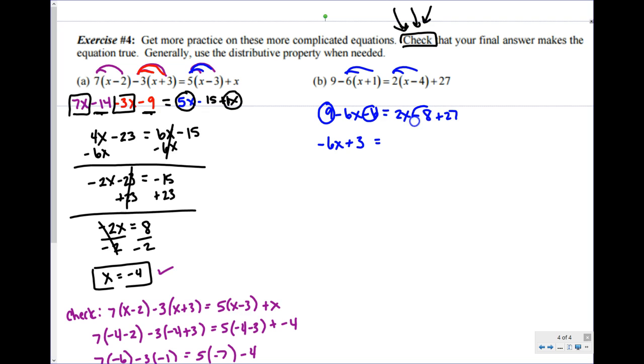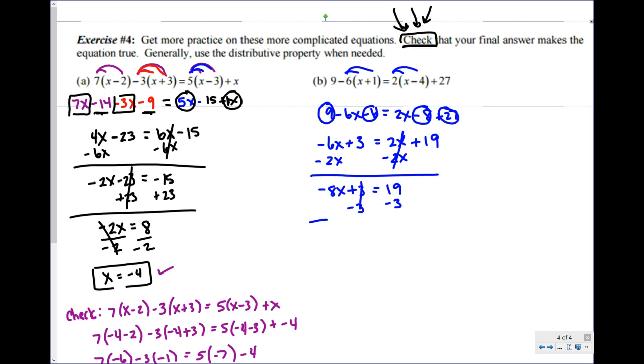Over here, I see negative 8 and a positive 27, while negative 8 plus 27 will give me a positive 19. Now I'm going to get this x over on the other side, so I'm going to subtract it over, and get negative 6x minus 2x is negative 8x. Bring down the 3. These cancel out, I'm left with 19. Subtract the 3 over because I'm trying to get x alone. Negative 8x equals a 19 minus 3 is a 16.